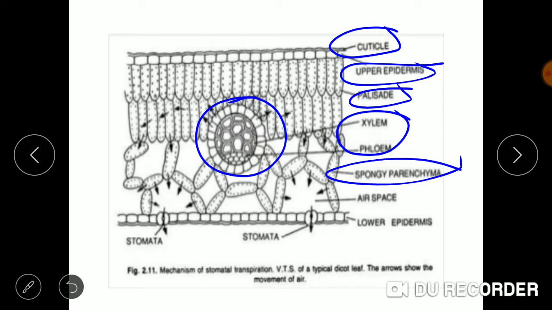You can see the stomatal opening, the stoma, is also present on the lower epidermis. The stoma helps in the exchange of gases, as well as the transport of water and the movement of water out through the leaves by the process of transpiration.